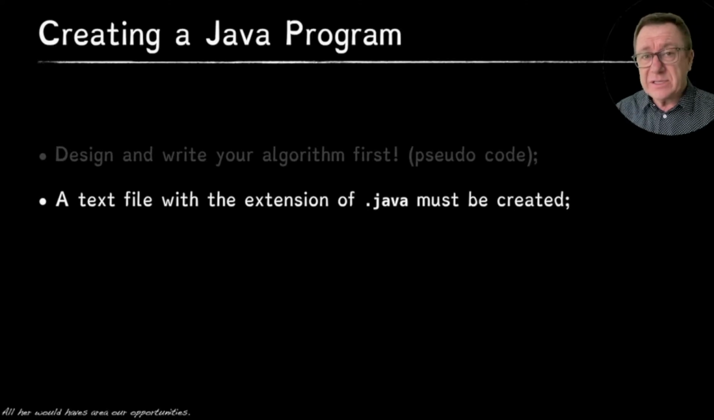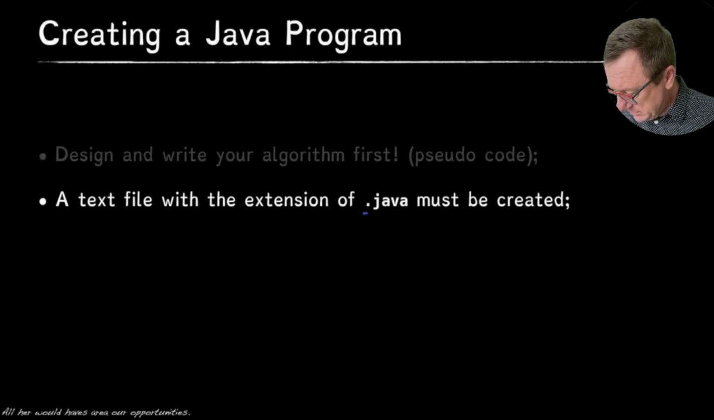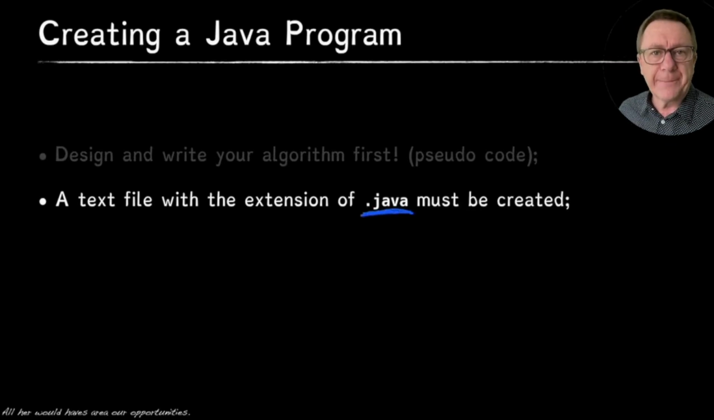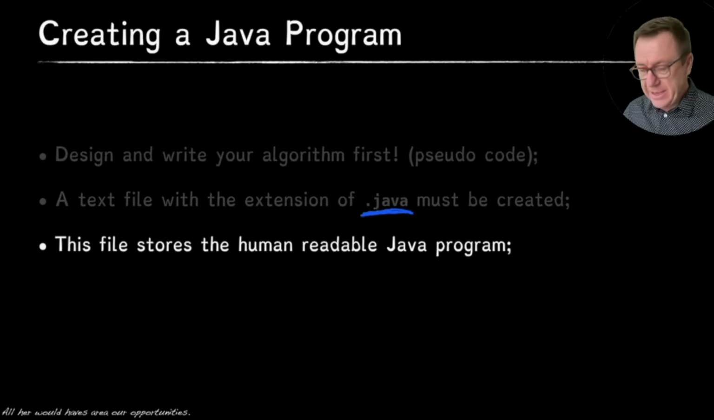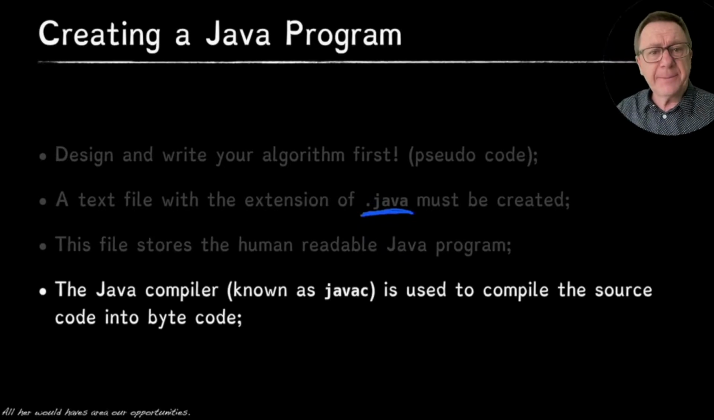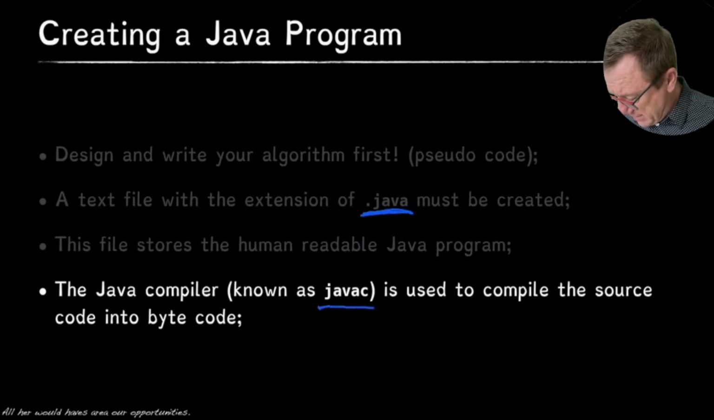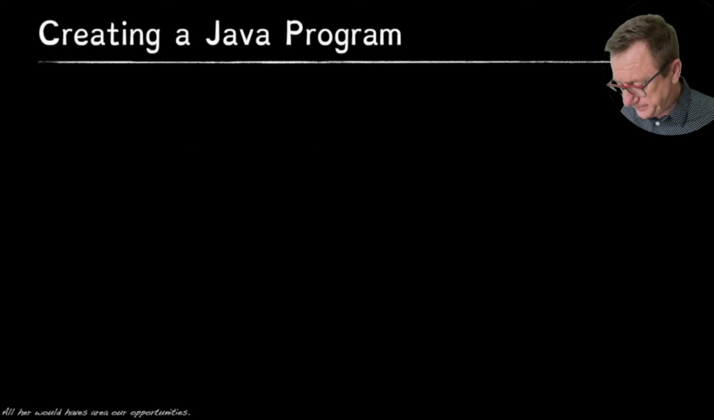And the text file is just a text file, but instead of having .txt after it, it's going to have .java. That's it. Now, this file is going to store your Java code, the Java code that you can read, that I can read. It's not the Java code that the computer reads, it's the human readable code. Then, the Java compiler is what's going to be used to compile that source code into what's known as bytecode. So the Java compiler, javac.